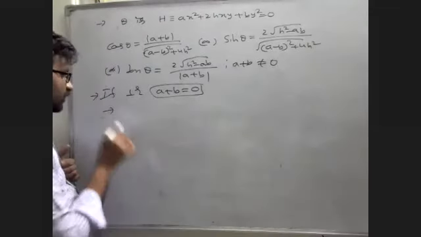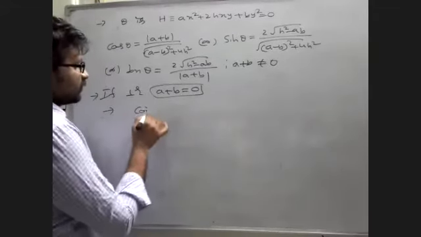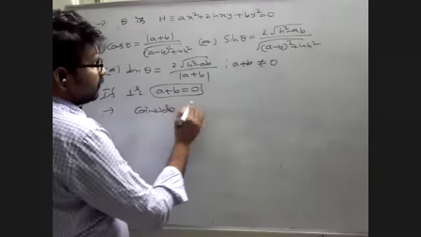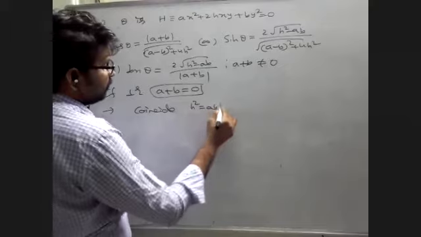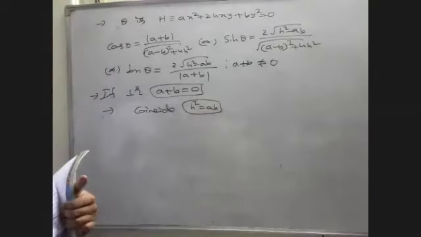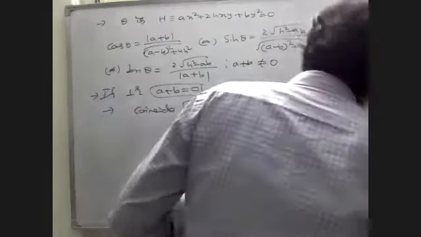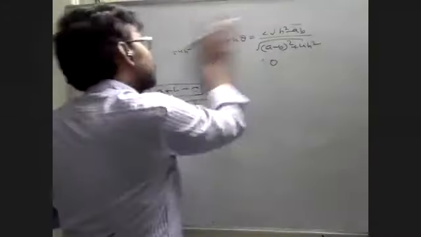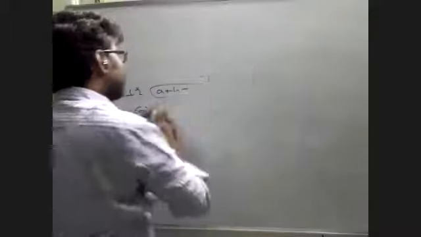One more is also there, which is not in the book, for coincide. I am giving the condition here: h square equal to ab. For coincide, h square equal to ab. Now one more: the equation of the pair of lines parallel to one more pair of lines, perpendicular to one more pair of lines.